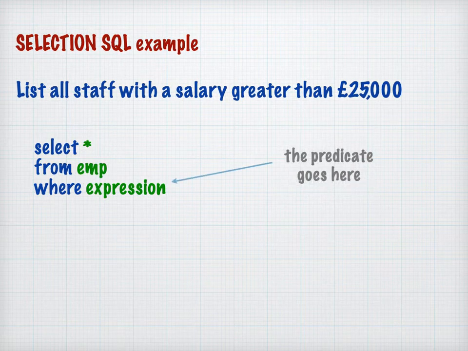Now this is the new bit. This is where we actually do our selection operation. We write our condition or predicate after the where reserved word. So in this instance, we want to see people whose salary is greater than 25,000. So we simply place that expression, that condition, after the where reserved word, and it just goes there like that. And we can run this against the database and we will get a result set back that looks like that.